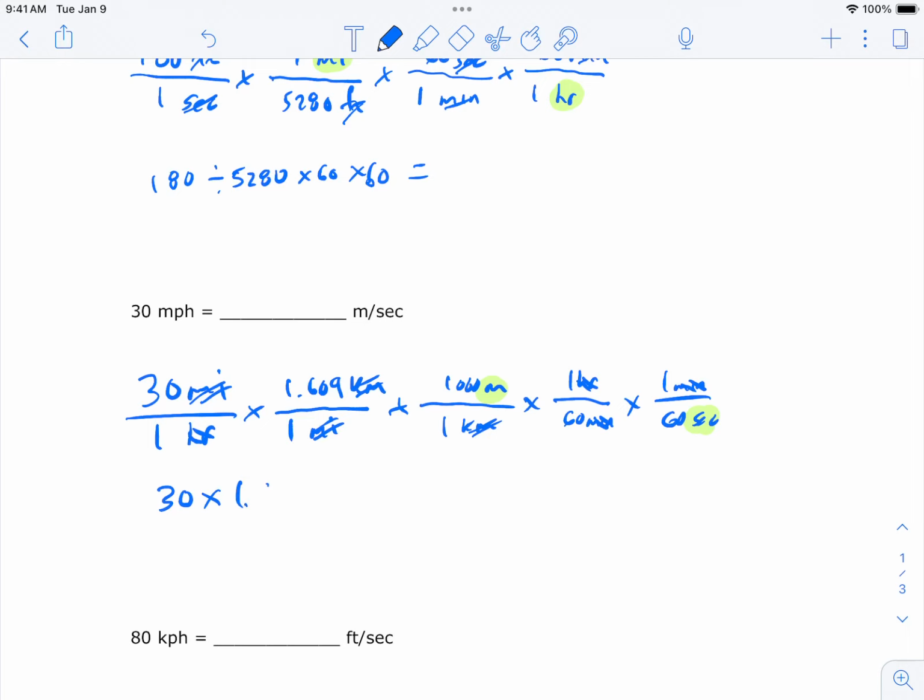So on the calculator, you go 30. You multiply by the 1.609. Notice I'm just reading as I go. What do I do now? I multiply by 1,000. Okay, cool. What do I do now? I divide by 60. Okay, cool. What do I do now? I divide by 60. Okay, cool. And then you just do that all the way across.